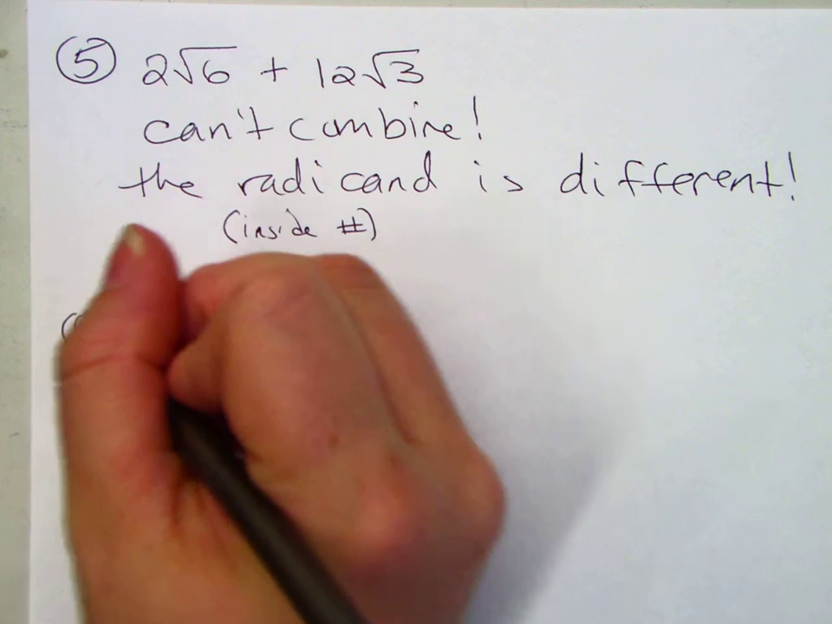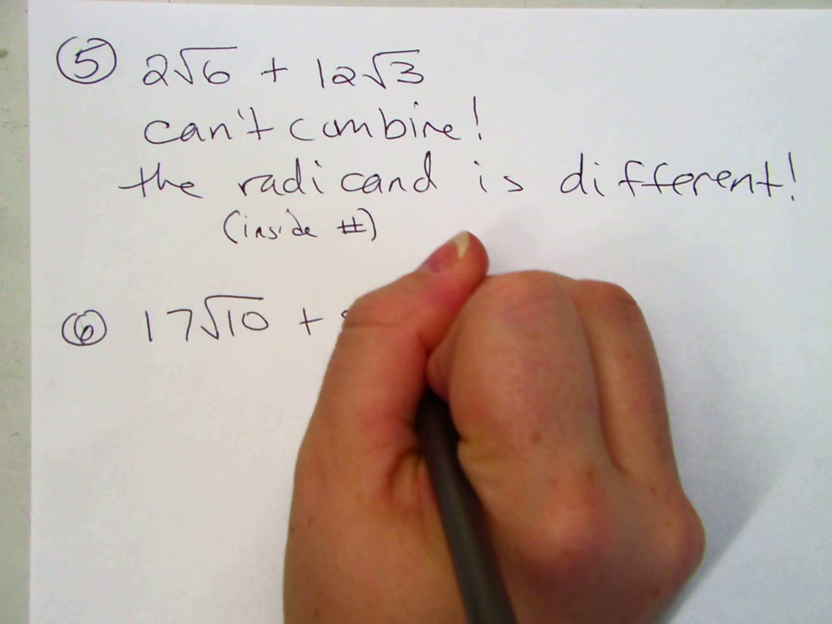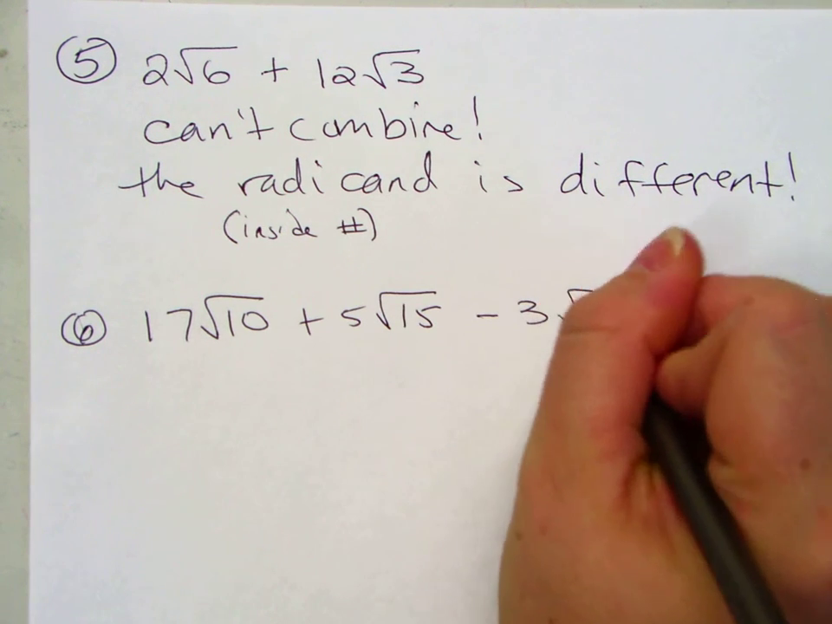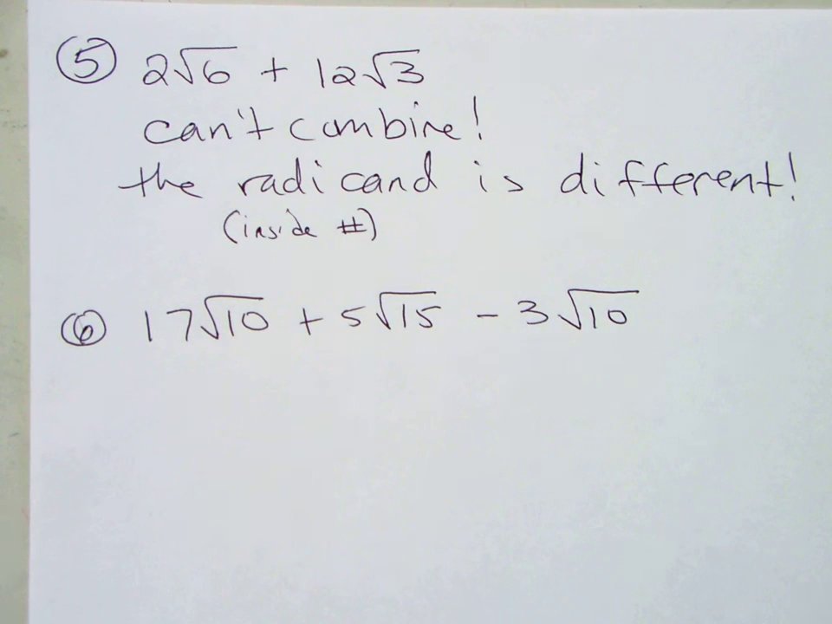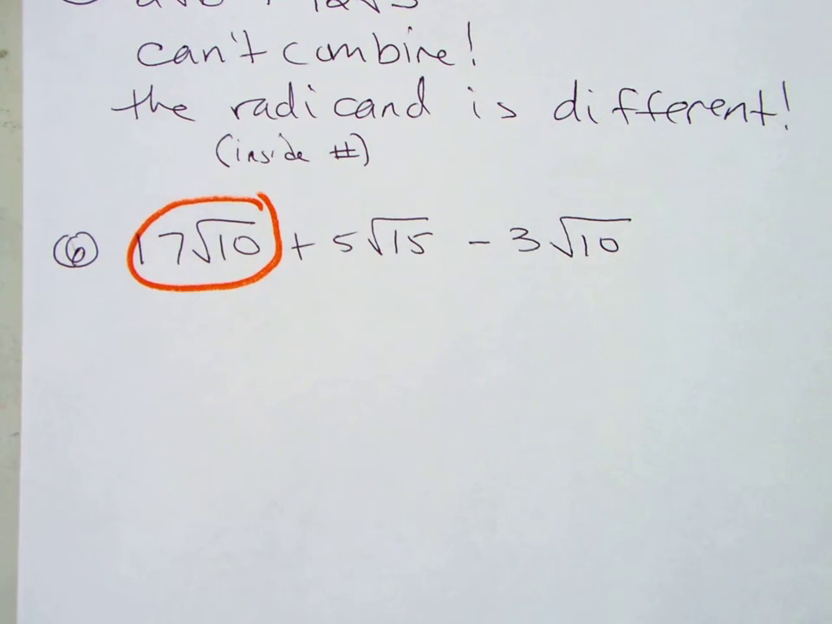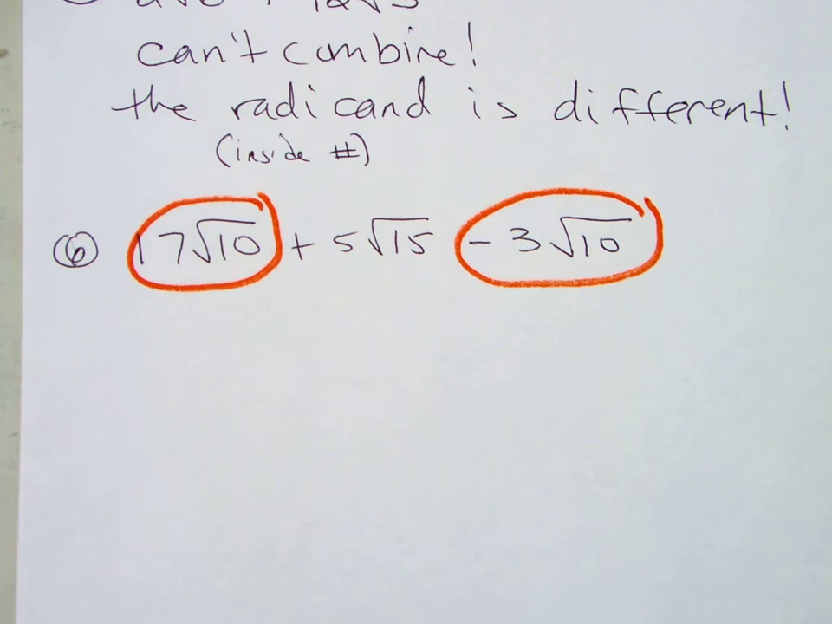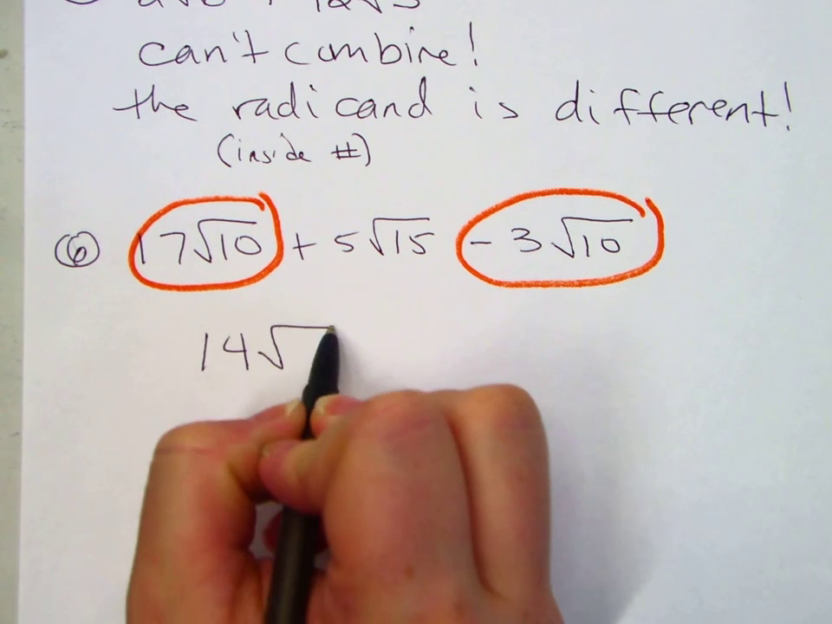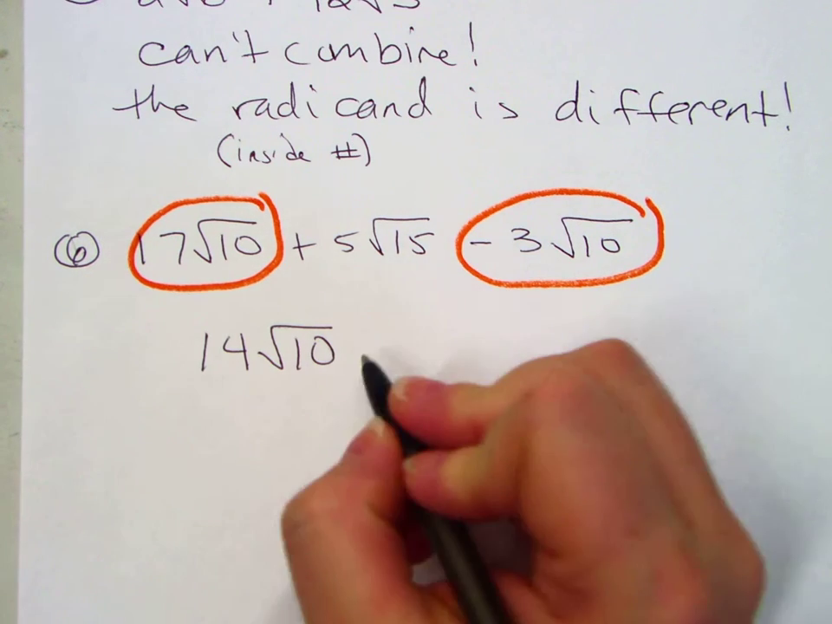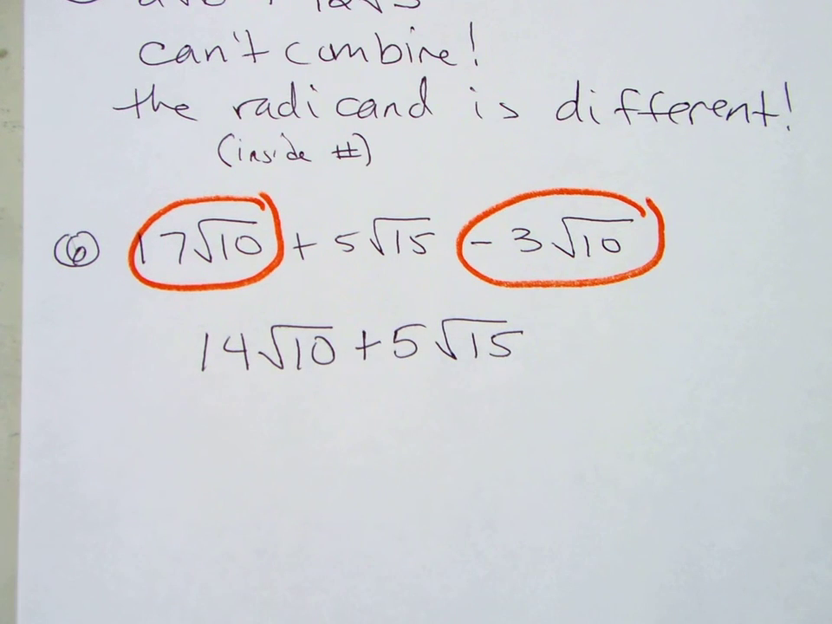All right, so number 6. 17 radical 10 plus 5 radical 15 minus 3 radical 10. What can we do there? This is just like a like term problem. So what do we have that's the same? I have 17 radical 10. Do I have any other radical 10s? I have this one. Put those together and what do you get? 14 radical 10. Can I do anything with the 5 radical 15? No, so I'm just going to rewrite it. Done.